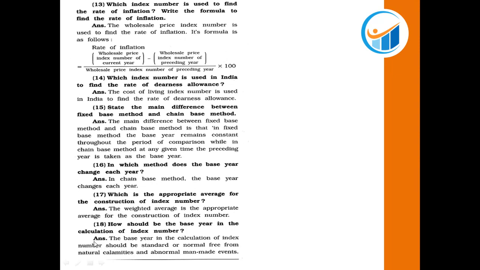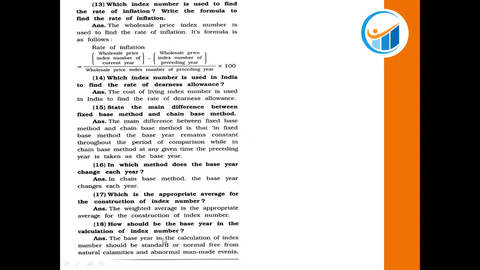And now the most important last question, question number 18 in section B from your textbook. How should the base year be in the calculation of index number? Whatever base year you select, which type of quality that year should possess, then that year should be taken as the base year. That I explained when we solved the first sum, which characteristics you have to keep in mind while selecting any year as a base year.